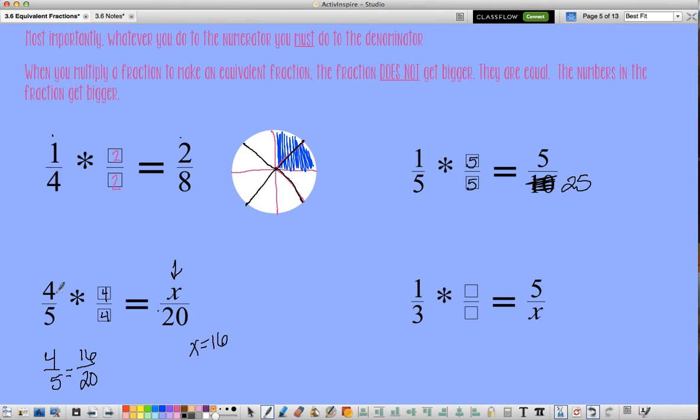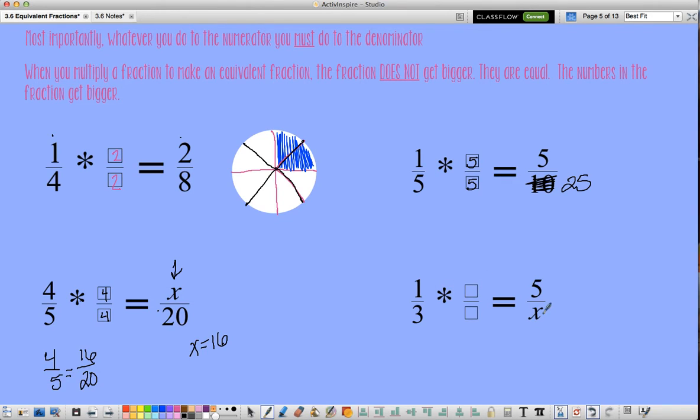Okay, so again, what you're doing is you're taking 4 and multiplying by 4. So you're taking those 4 pieces and breaking them into 4 smaller pieces. And then you're figuring out, if I did that to my 4 pieces that I shaded in, I have to do that to all 5 pieces in my circle. So I took 5 and I broke each of those 5 into 4 pieces, and that gave me 20. So then those 4 pieces that were shaded in turned into 16.